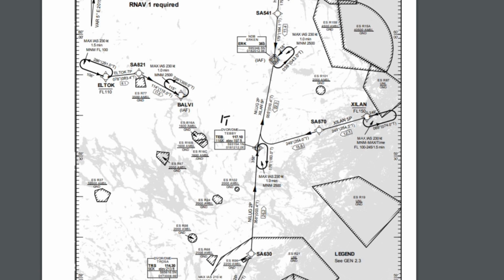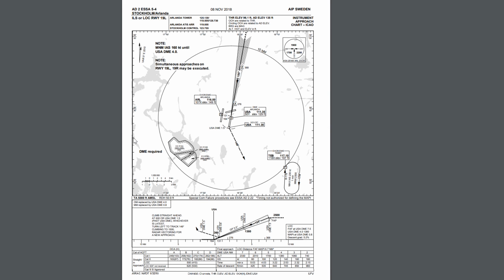So either you have a transition, but in Arlanda they use vectors. They will vector you onto the final approach, the ILS or whatever you will be flying. So basically the only restriction we have, this is a very simple STAR, is at Nilug. It's below flight level 170. And the next chart, which comes after the STAR, is the ILS. In this case, we will be flying an ILS approach into runway 19 left.